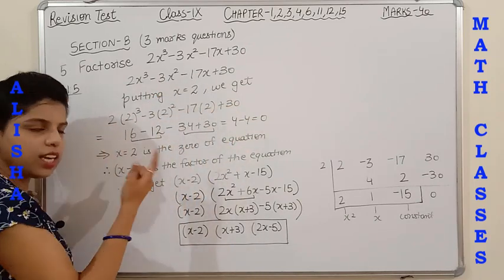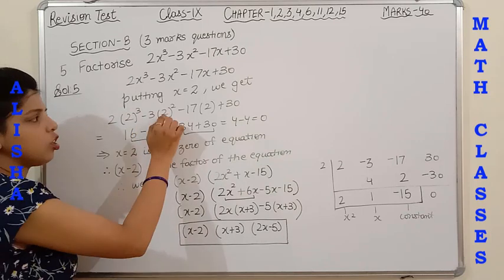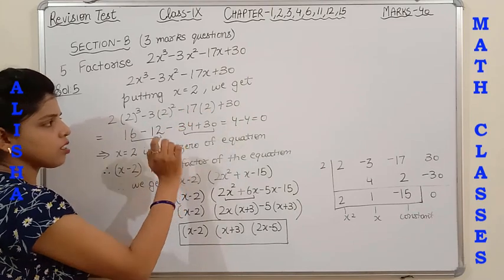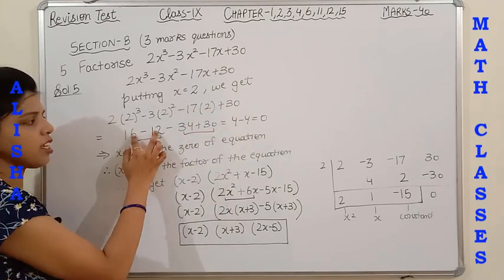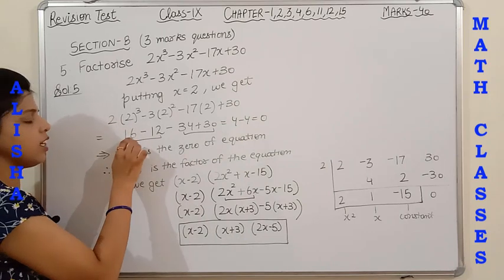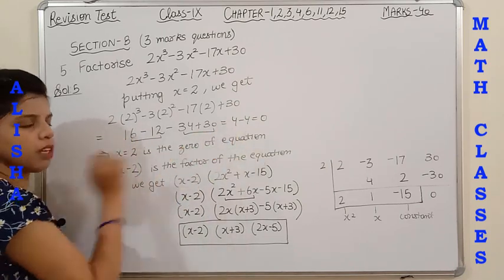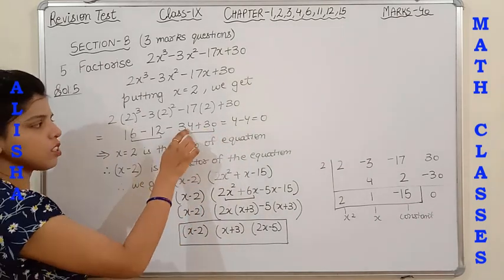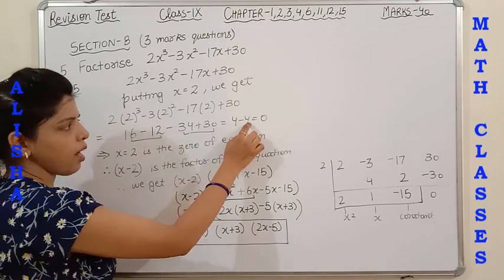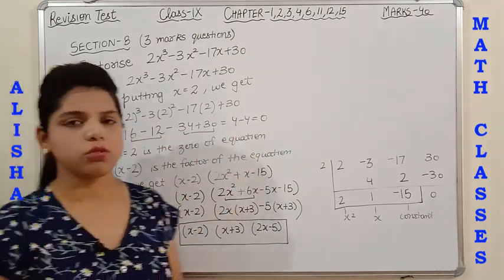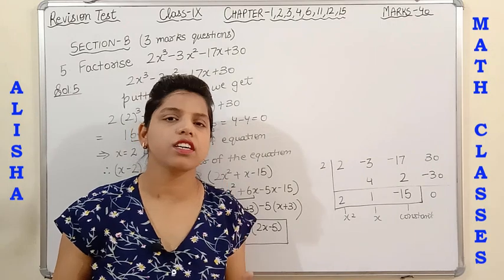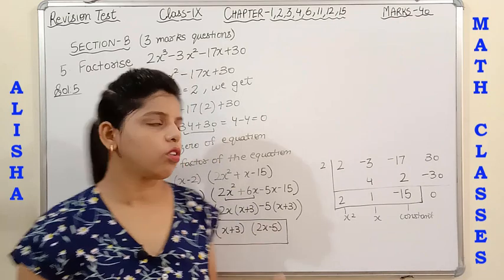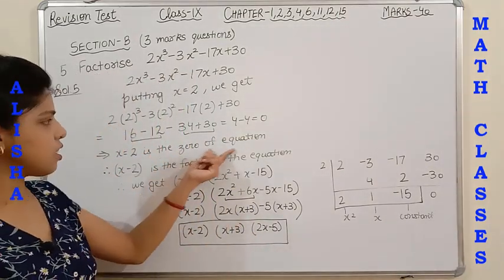Now 2 cube is 8. 8 into 2 is 16. 2 square is 4. 4 into 3 is 12. 17 into 2 is 34 and plus 30. 16 minus 12 is 4. As obviously the greater number is 16, it is in plus, so I will get plus 4. Minus 34 plus 30 is going to be minus 4 because the greater number is minus 34, so the answer will be minus 4. And obviously 4 minus 4 is equal to 0. So the first step is that we have to think of one value of x which will make the equation 0. So here x is equal to 2 is the zero of the equation.